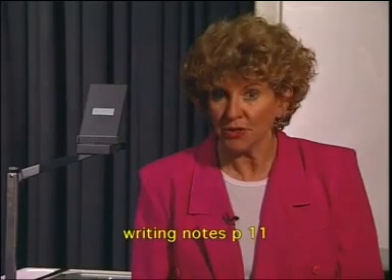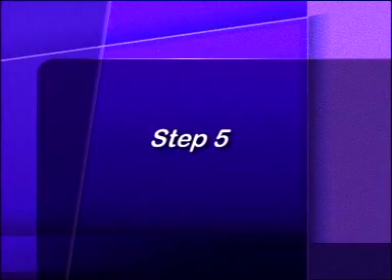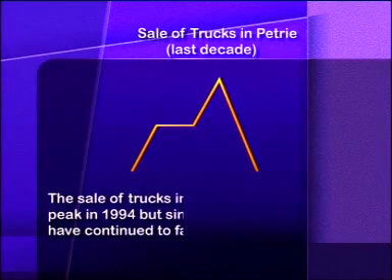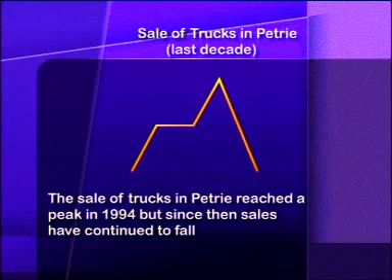Now look at the interpretation of this graph in your notes and notice how each sentence always contains all 4 elements. Practice doing this with any graphs you can find. Step 5. Now that the body is complete, you need a conclusion. Your concluding statement should be a general observation about the overall trend. In this case, you could simply say, the sale of trucks in P3 reached a peak in 1994, but since then, sales have continued to fall.